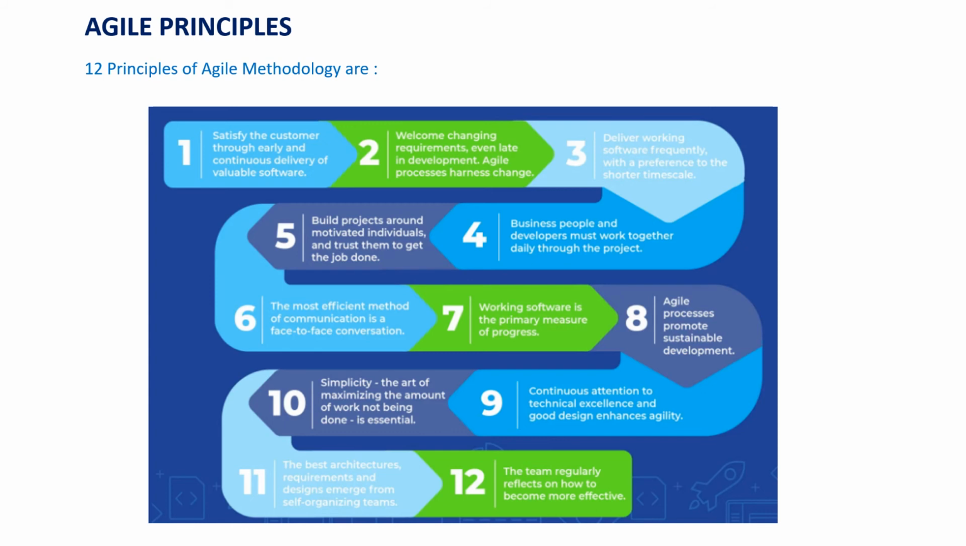And the last principle says the team regularly reflects on how to become more effective. So there are retrospective meetings wherein they try to identify what didn't go well in the previous sprint and how we can improve the upcoming sprints. So these are the 12 principles of Agile.